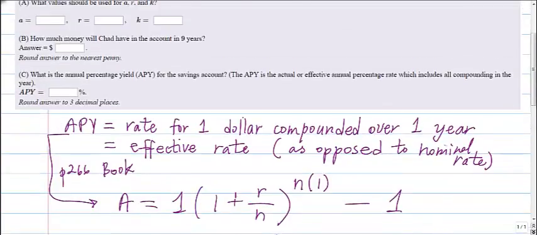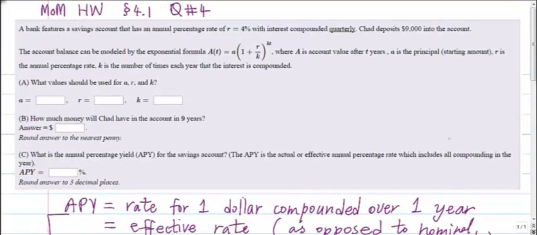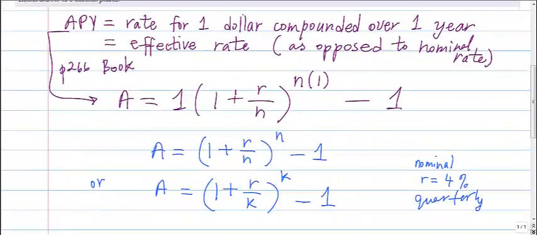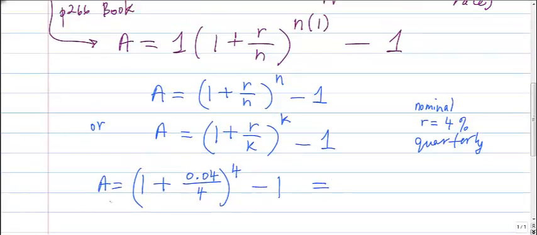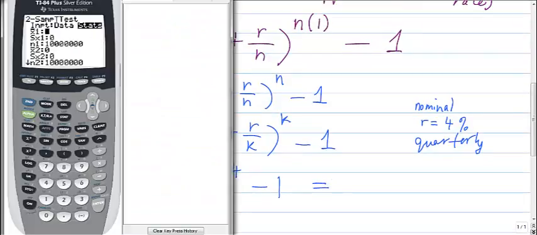Okay. And so we don't need anything else. So you're going to do 1 plus R, which is 0.04, divided by the number of compoundings. Quarterly is 4 times a year, raised to the number of compoundings, minus 1. Okay, so let's do this on the calculator.